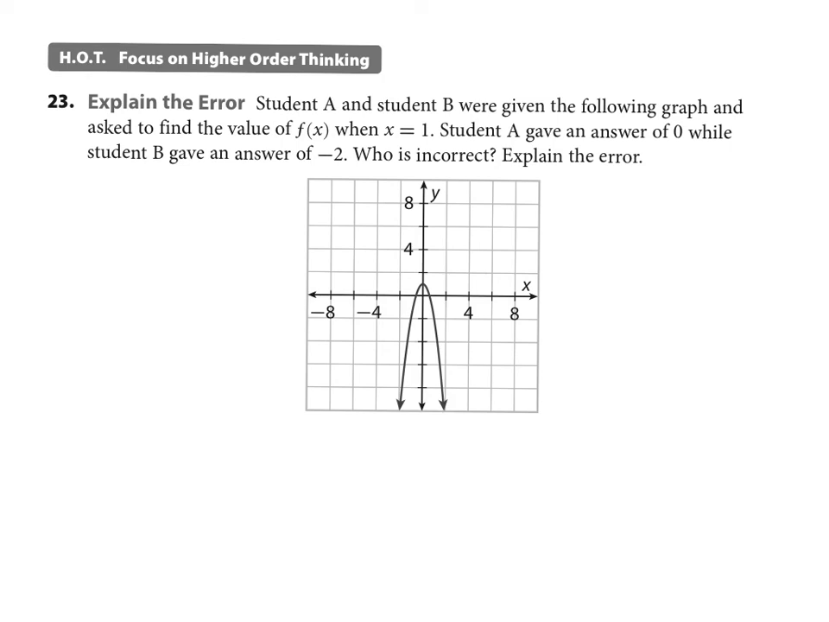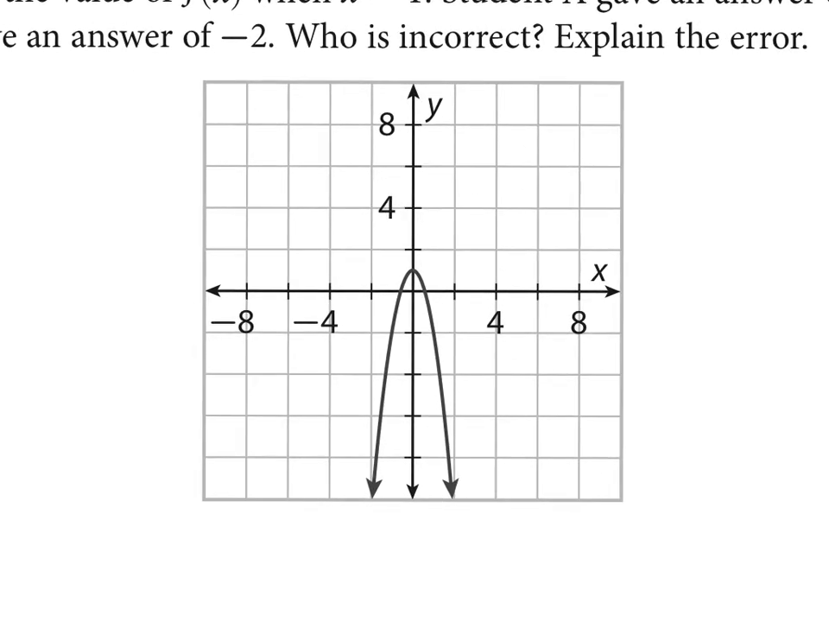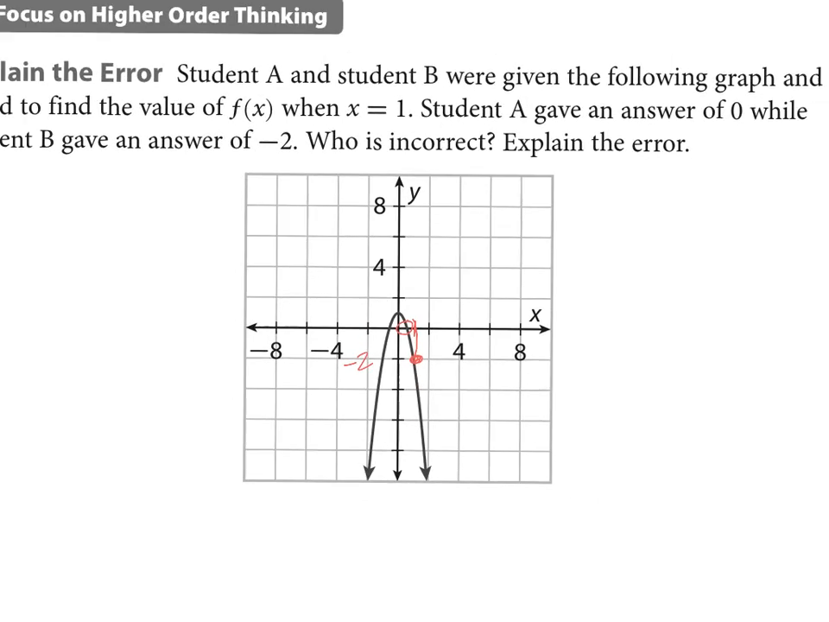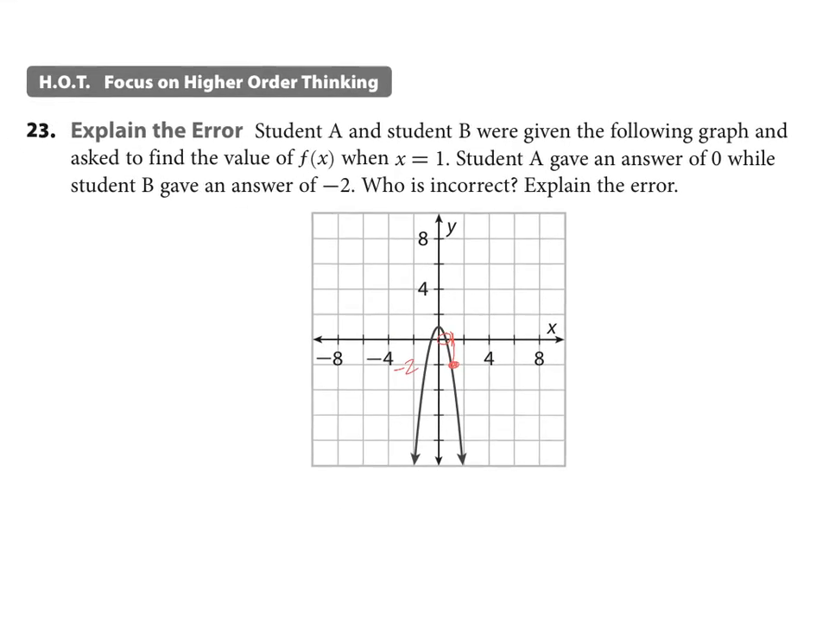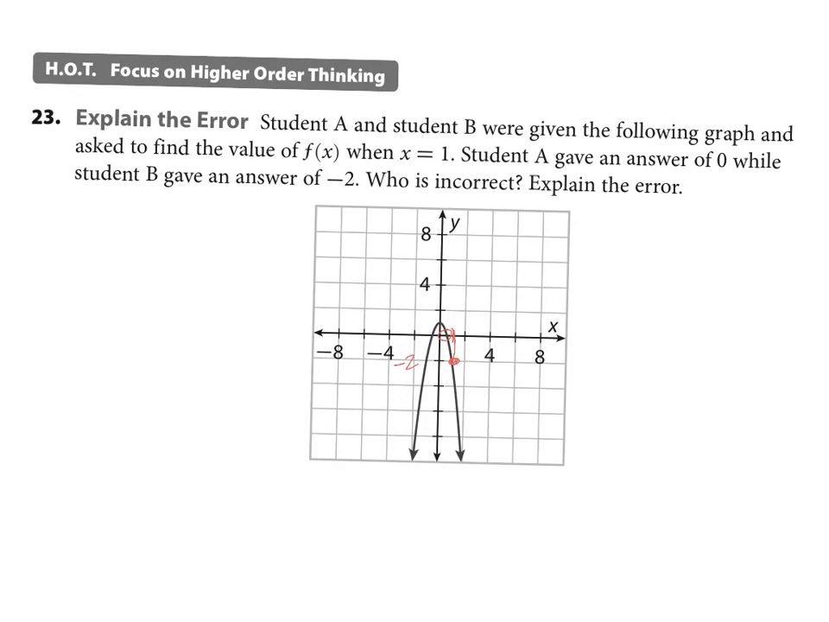Okay, so let's go a little bit closer here and look. So I'm going to make this graph a little bit bigger. So halfway would be like right there. Well, it's not at 0 because the graph is not touching right there. If I actually go down, it's like right here, which would be at -2. Okay, so let's look back again. Student B gave an answer of -2. Who is incorrect? So the student who's incorrect is student A. Okay, why are they incorrect? Because at 1, it's not at 0. That's not where it crosses the x-axis. Okay, at 1, if you go down from there, it goes to -2. So student B is the one who's correct.